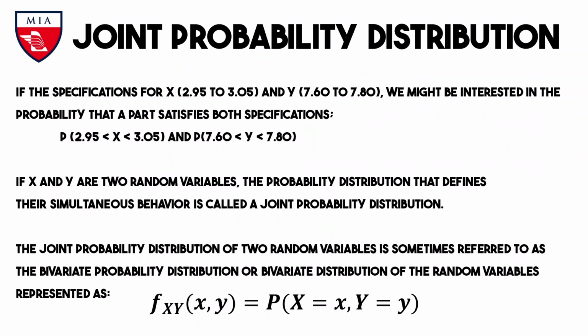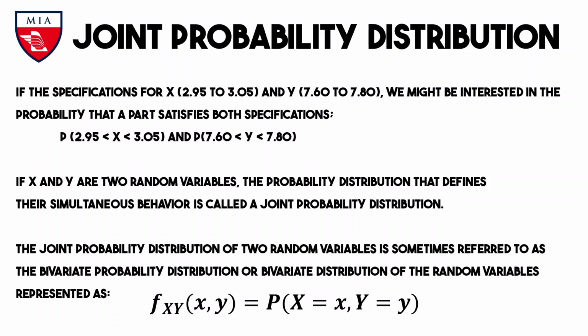If the specifications for x, for example, is 2.95 to 3.05 and y is 7.6 to 7.8, we might be interested in the probability that a part satisfies both specifications. So you have this range. If x and y are two random variables, the probability distribution that defines their simultaneous behavior, meaning happening at the same time, is called a joint probability distribution.